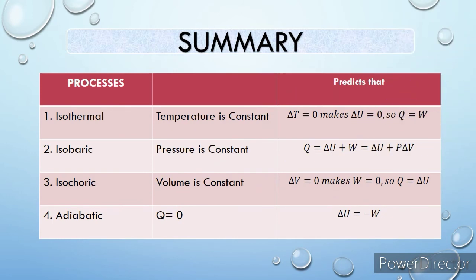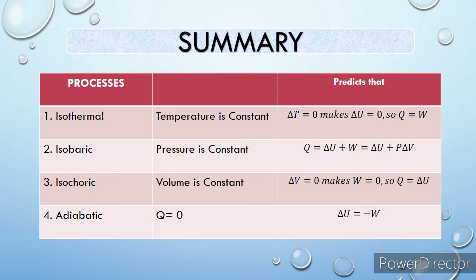Let us sum it up. There are 4 processes: isothermal, isobaric, isochoric, and adiabatic. In isothermal, temperature is constant, while in isobaric, pressure is constant. In isochoric, volume is constant, and in adiabatic, heat transfer is equal to 0. Isothermal predicts that the change in T, or temperature, is equal to 0. That makes the change in internal energy equal to 0. Hence, heat transfer is equal to the work of the system.